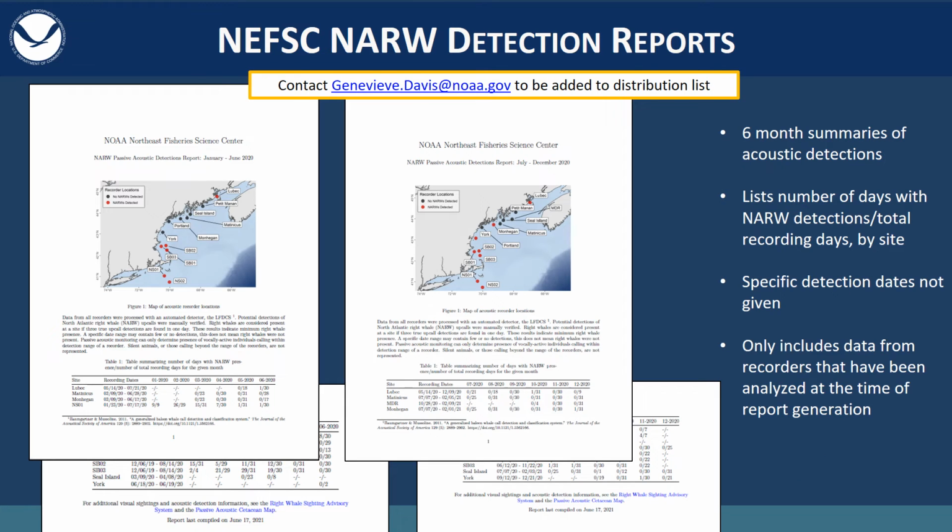We've created 6-month summary reports for the Northeast recorders that have been analyzed for right whales. Here's a snapshot example of what they look like, where the map from the previous slide is shown, as well as a table listing the number of days with detections over the total number of recording days for each month by site. These reports do not give the specific dates in which right whales are detected, and they only include data that have been analyzed at the time of the report's generation.